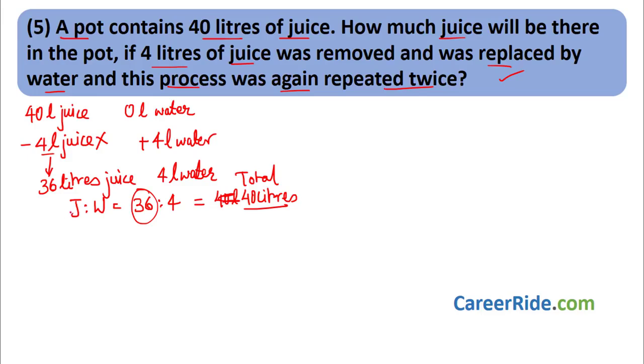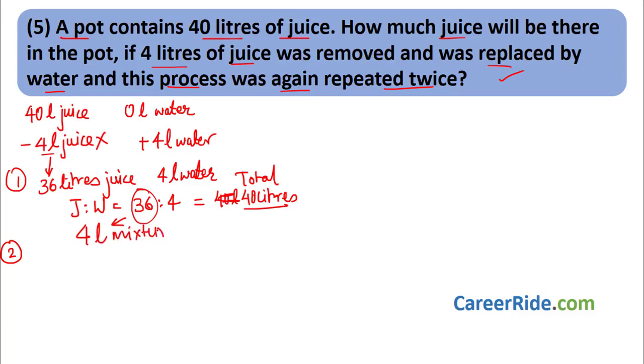Now again, this process was repeated twice, they say. This is once, once already over. After this it was repeated twice again. So in total it will happen 3 times. One time it is over. Now the second time again they remove 4 liters of the mixture.